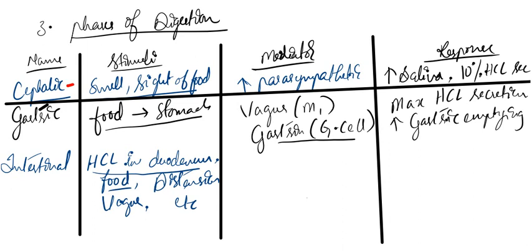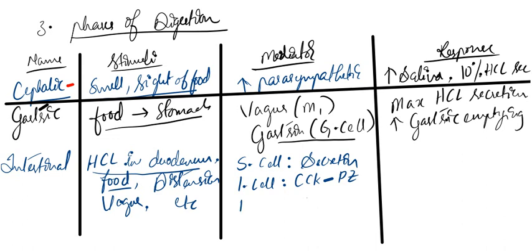Now, what are the cells which initiate their function in the intestinal phase? The S cell. What does it secrete? Secretin. The S cell secretes secretin, followed by the I cell. What does the I cell do? It produces cholecystokinin and PZ. And the L cell, what does the L cell produce? GLP. Which GLP? GLP-1 and GLP-2. And there is another one, that is the K cell.